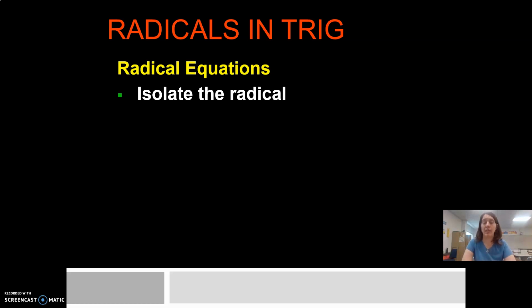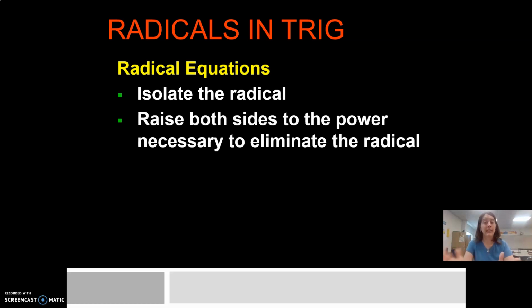Everything else had to be on the other side of the equation. Once you had the root on the side by itself, then you did some sort of exponent in order to get rid of that radical. Like the opposite of a square root is to square. The opposite of a cube root is to cube. So on step number two, we would do that power on both sides of our equation. That way we can keep our equation balanced.